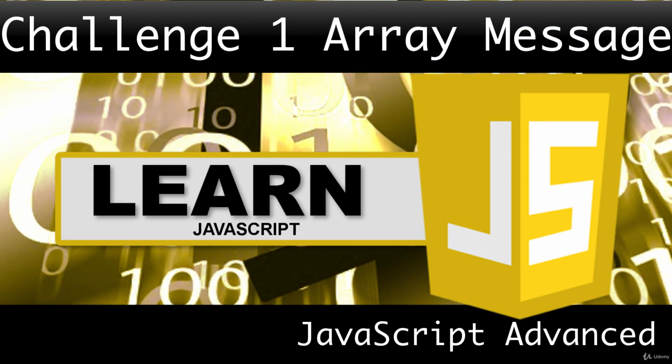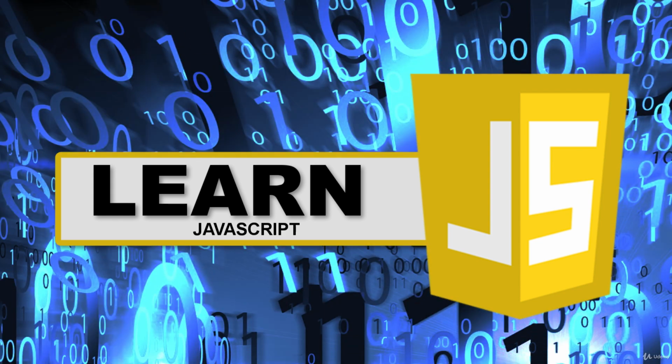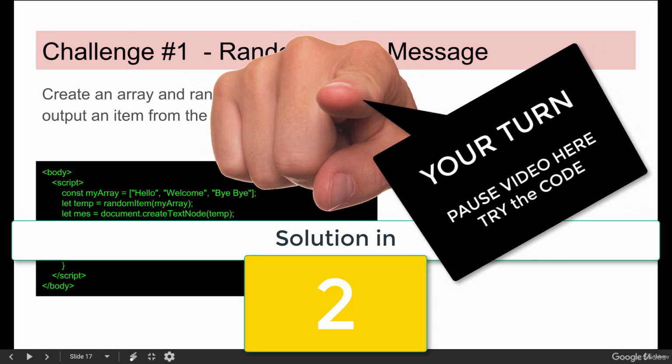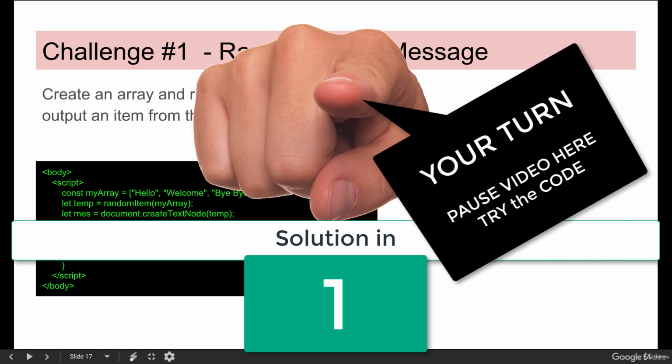You've made it to your first challenge of the section, and that's to create a random array message. What we've been looking at in the earlier lessons with random is ideal in order to select random items from the array. So selecting the index, we can randomly select any value from the array. So we could create an array, have a bunch of items in that array, and then select a value randomly from the array, and then output it within the document. So appending the child, so creating a text node and then appending it to the body. Pause the video here and I'll walk you through the solution.